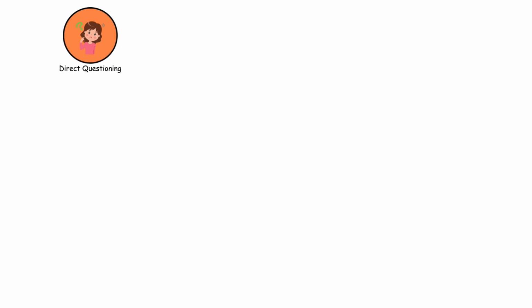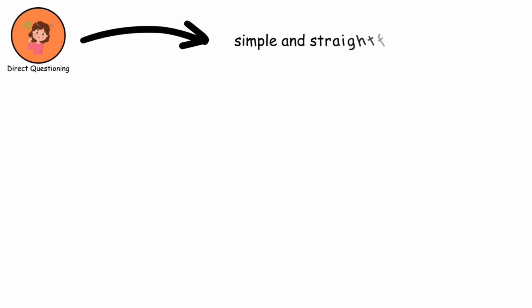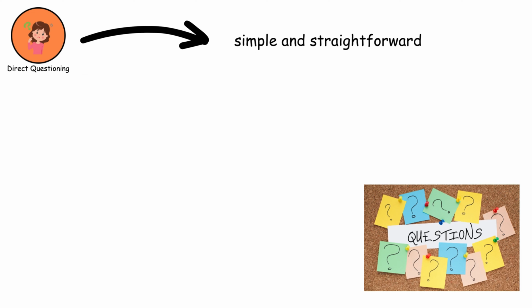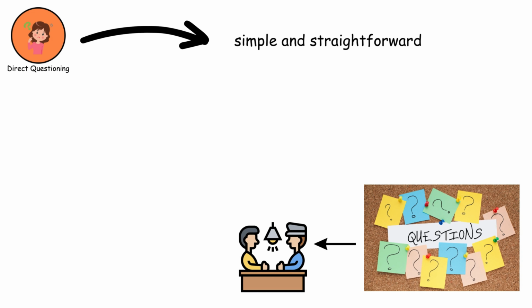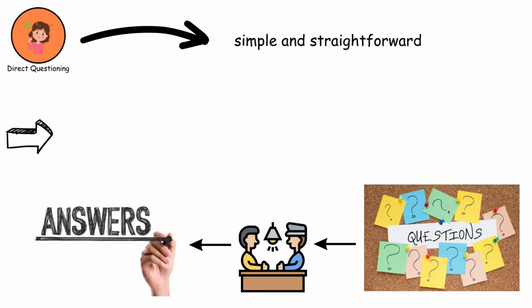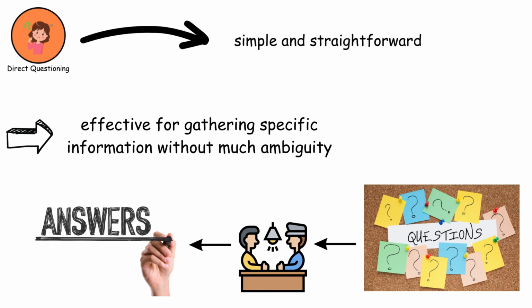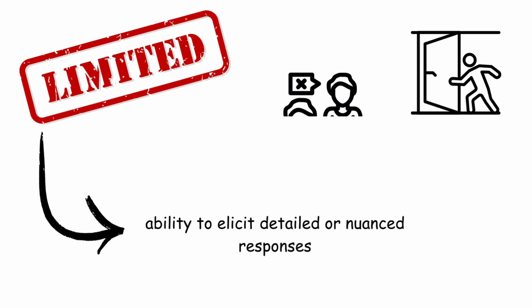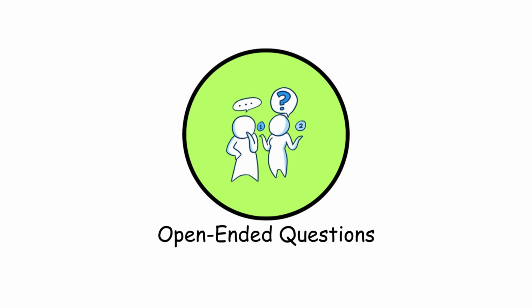Direct questioning. This approach is simple and straightforward. By asking direct questions, interrogators aim to get clear and concise answers from the subject. It's effective for gathering specific information without much ambiguity. However, it can also be limited in its ability to elicit detailed or nuanced responses, especially if the subject is evasive or uncooperative.